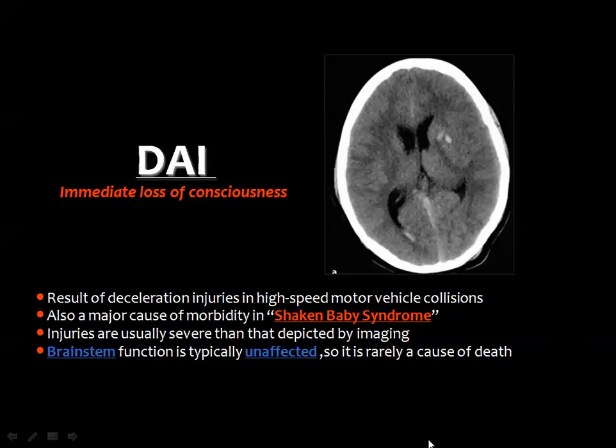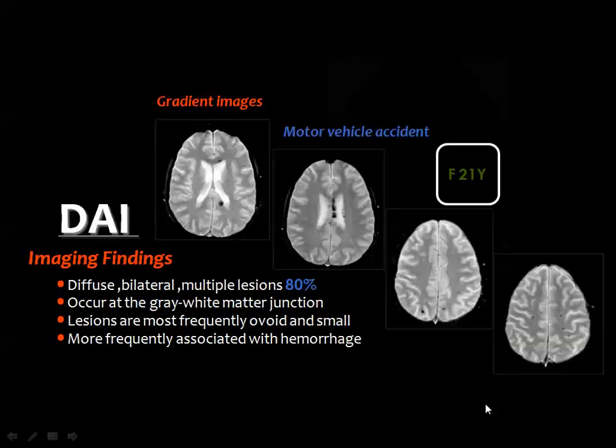I have mentioned also that the brainstem function is not affected by this disease, and this disease is rarely a cause of death. Then the gradient images are helpful in detection of small hemorrhagic foci compared to the regular pulse sequences in MRI, and also compared to the CT scan. All these very dark spots are representing the petechiae, or the foci of hemorrhage distributed in the cerebral hemispheres.